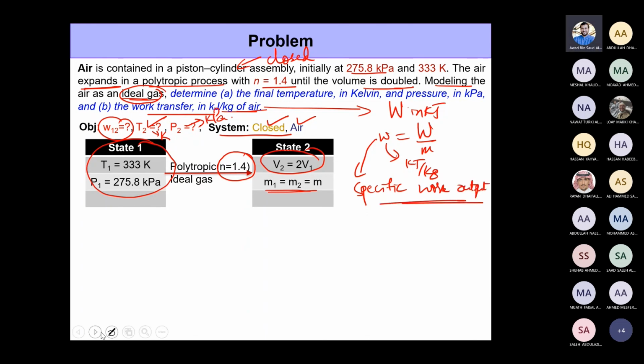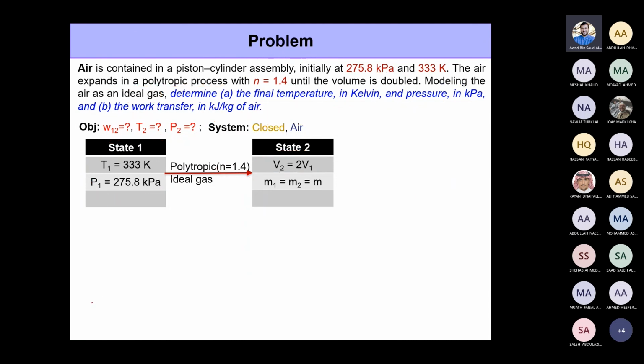So the first thing is, how do we determine T2 and P2? That's what we're looking for before we go ahead and determine any of this. Any ideas?